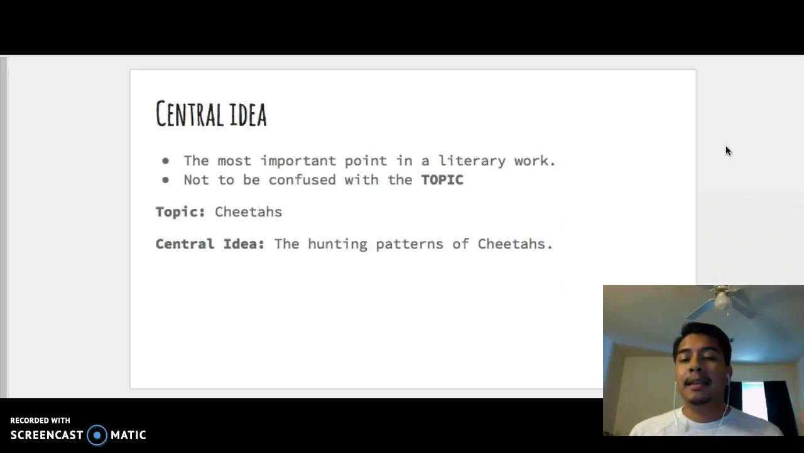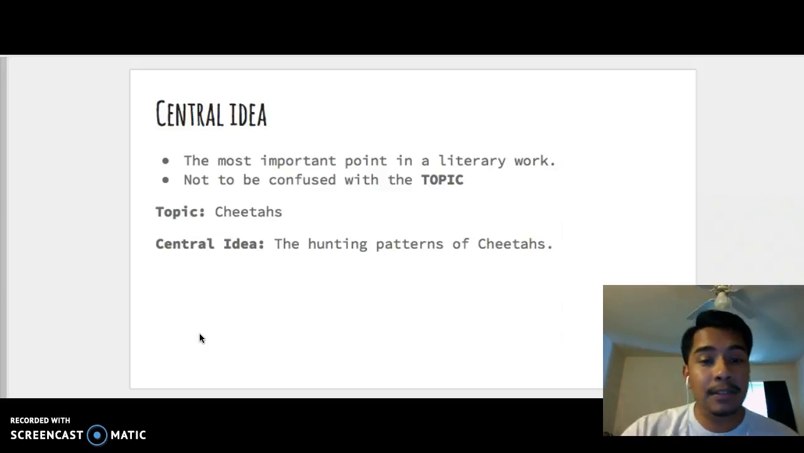For example, let's say that the topic is cheetahs. So we all know, or we might know, that cheetahs are the fastest land mammal in the world. So the topic could be cheetahs, an overarching topic of cheetahs. But the central idea, what it's mostly about, is the hunting patterns of cheetahs. So to say that the central idea is just cheetahs would be incorrect because it's mostly talking about how the cheetahs hunt and what the cheetahs do to capture their prey. So always be on the lookout for the differences between topic and central idea.